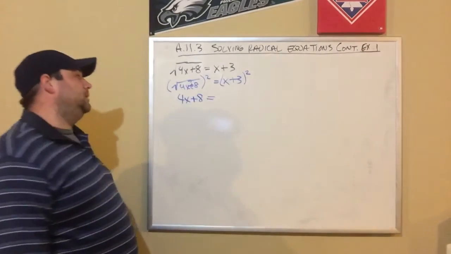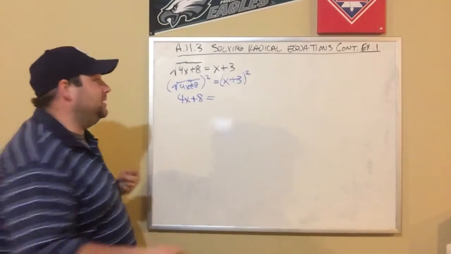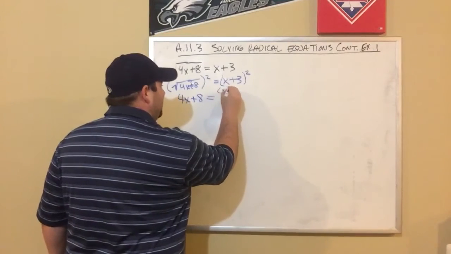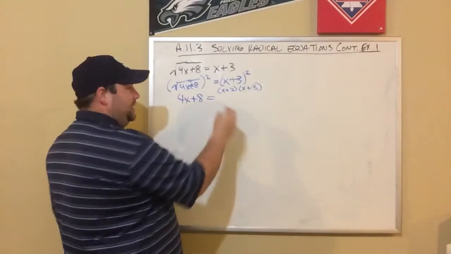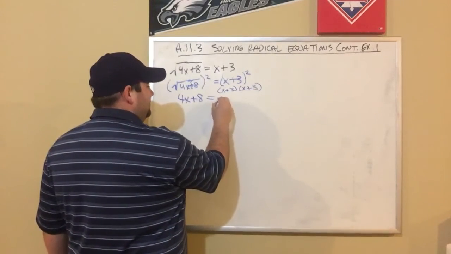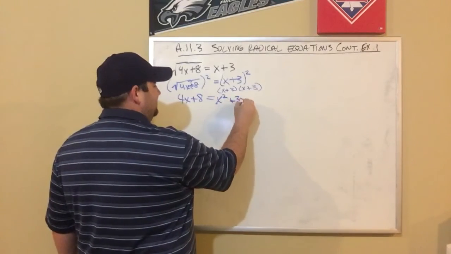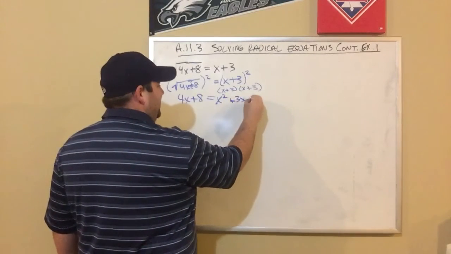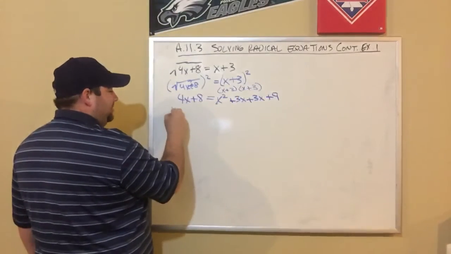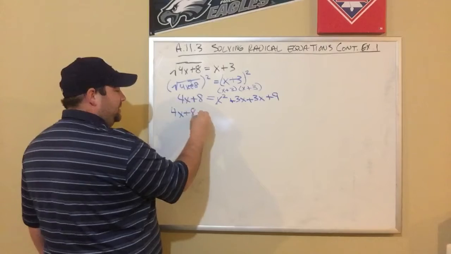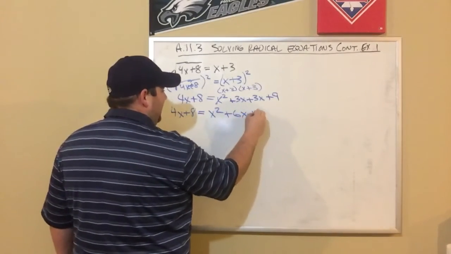Over here, though, I've got to FOIL this. Remember, x plus 3 squared, that really means x plus 3 times x plus 3. So if I were going to FOIL this, first is x squared, outer is 3x, inner is 3x, and last is 9. So I'm going to combine my like terms there. So now I have 4x plus 8 equals x squared plus 6x plus 9.